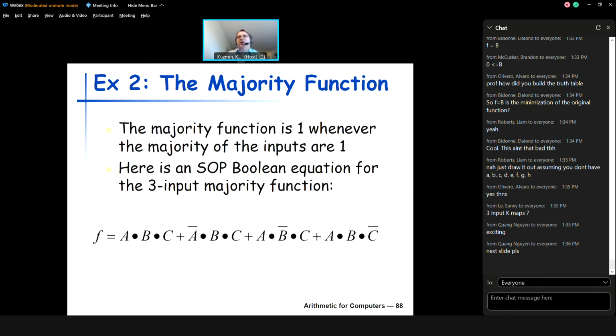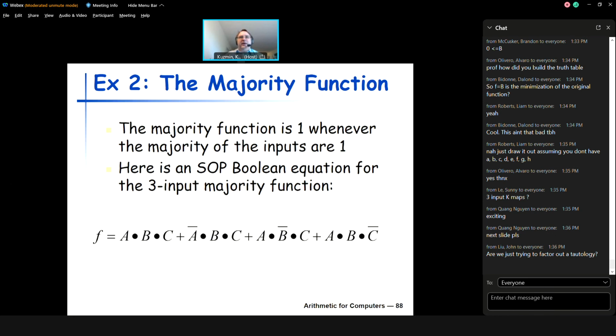The majority function we define as this. Okay, so this is just the formula. Please remember that you might be asked to actually come up with this formula based on a text description. Like here, imagine that you're not given the formula, but just this text description, which says that the majority function is 1 whenever the majority of the inputs are 1.